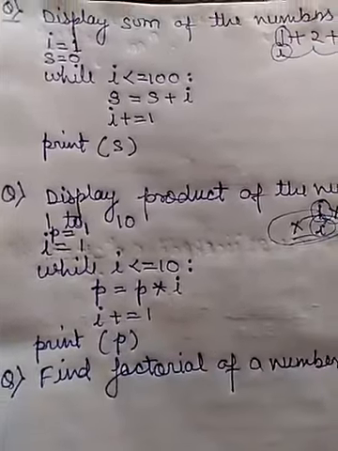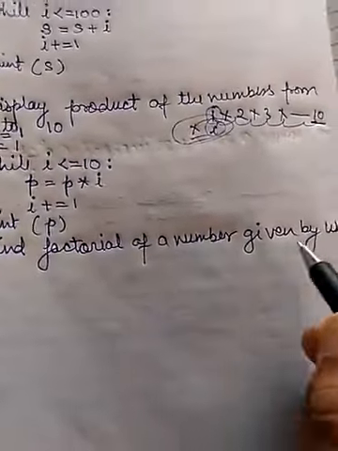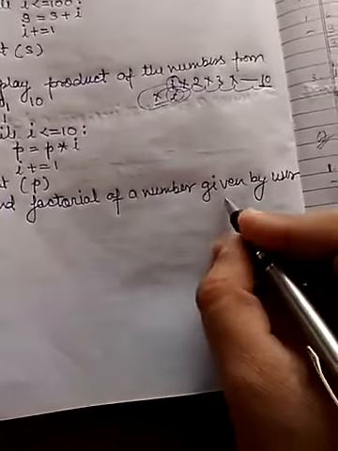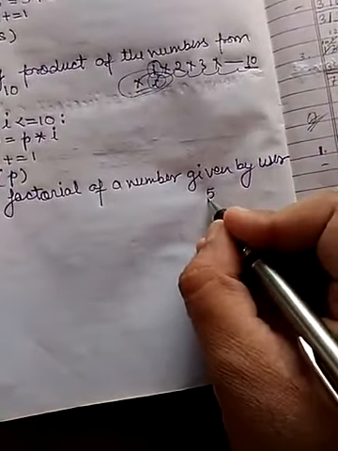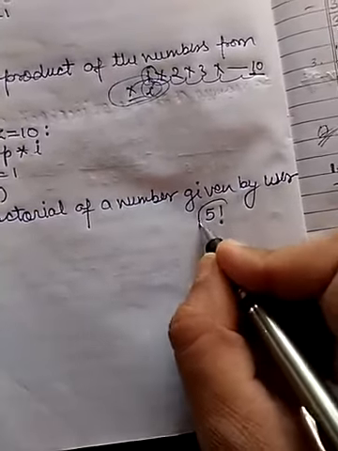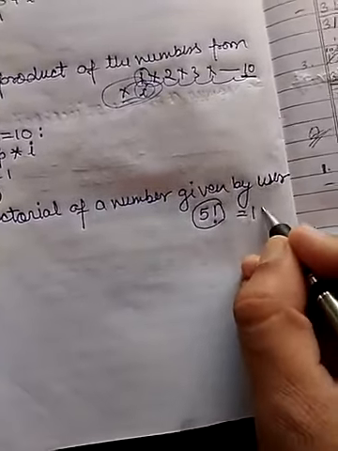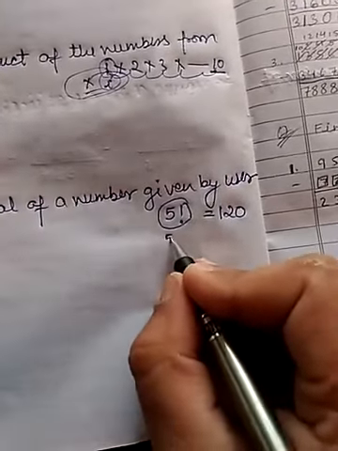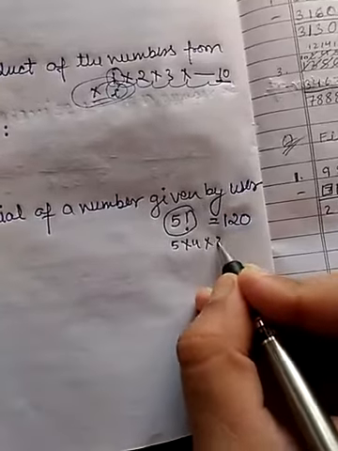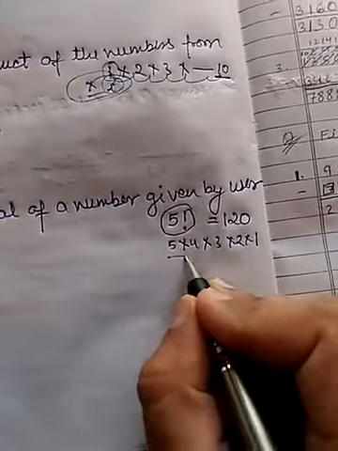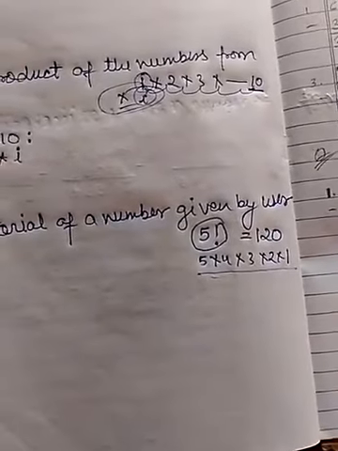This type of question can be asked here: find the factorial of a number given by the user. Suppose the user gives 5. Now we need to find the factorial of 5. Factorial of 5 is 120. How does it come? 5 into 4 into 3 into 2 into 1. After calculating this you will get the factorial.